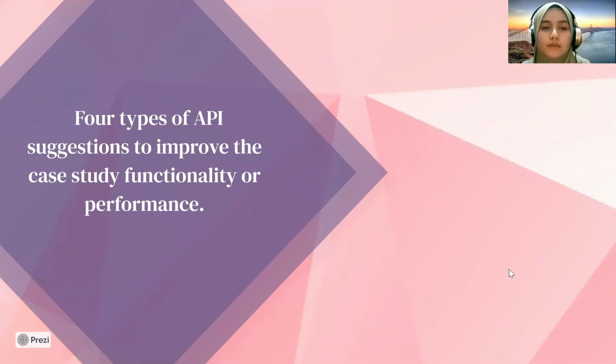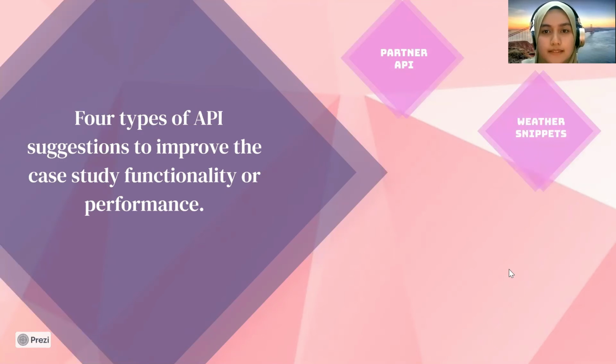There are four types of API suggestions to improve the case study functionality or performance. First is the partner API, second is the weather snippets, third is the streamline services, fourth is the shipping API.